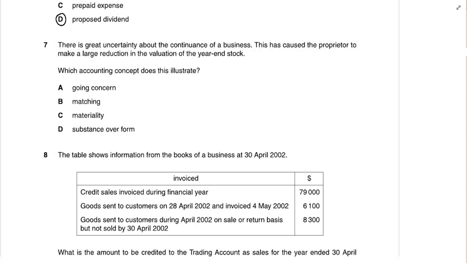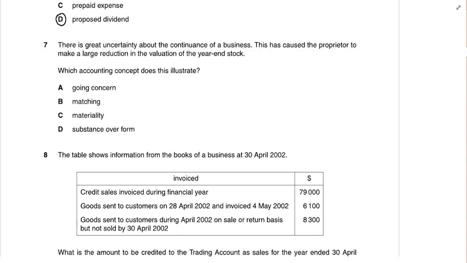This has caused the proprietor to make a large reduction in the valuation of year-end stock. Which accounting concept does this illustrate? Right, I will know from the statement that this is an indication of the underlying assumption for the preparation and presentation of financial statements, which is going concern. Whenever we are preparing financial statements, it is assumed that the business is going to continue into the foreseeable future.